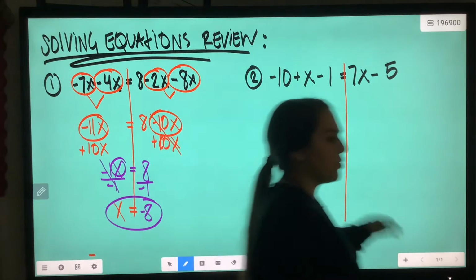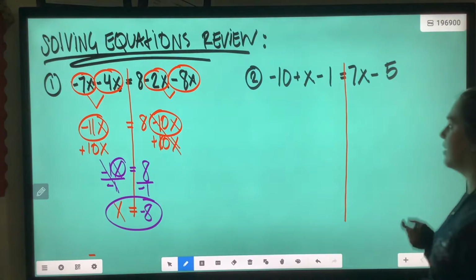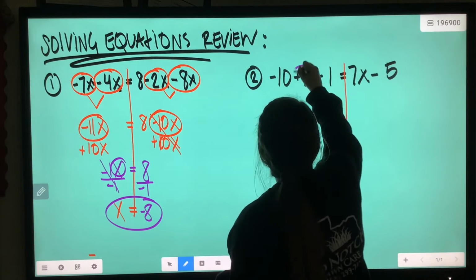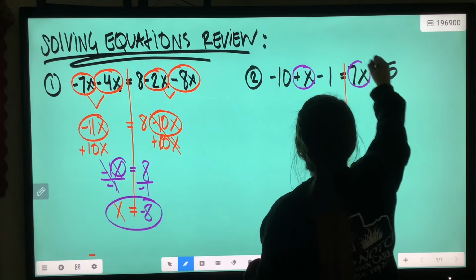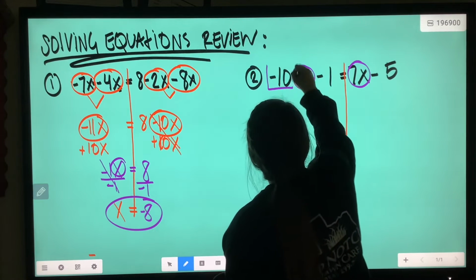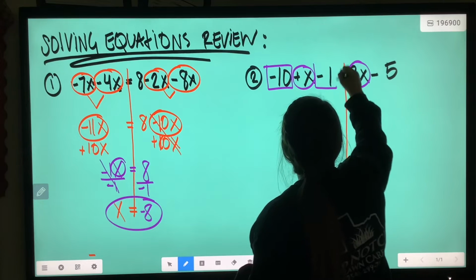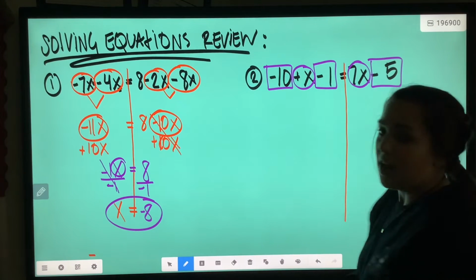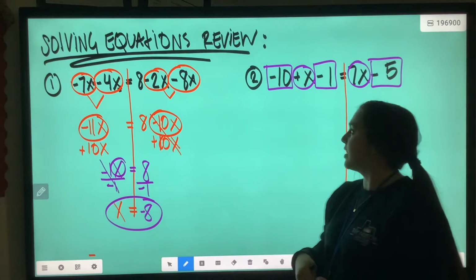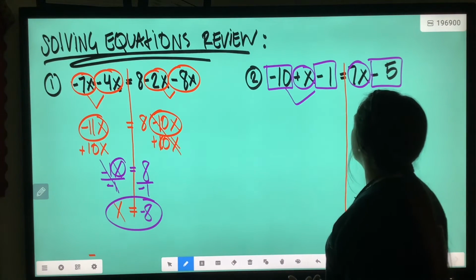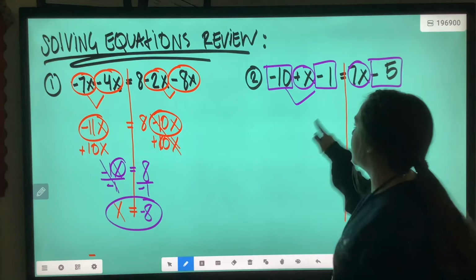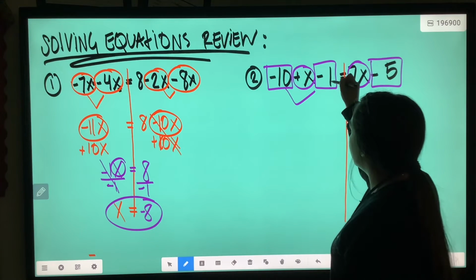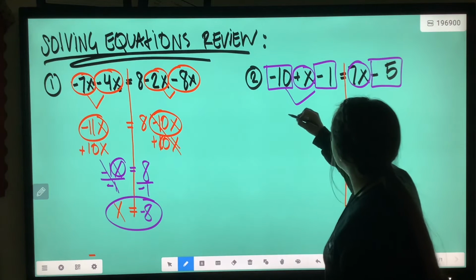All right, let's try one more, and then I'm going to show you how to do this with the calculator. Let's circle and box all the like terms. So I do notice that there are x's here and here. The other ones do not have x's, so I am going to box them. And then I'm going to start putting things together. I start with the terms that are on the same side of the equal sign, like these. Those terms are like because they don't have variables on them. Negative 10 and negative 1 combine together to make a negative 11.